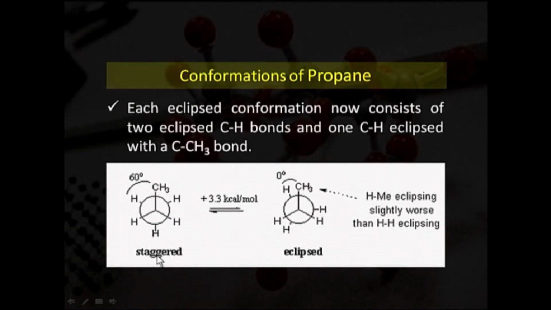Now, this is the eclipsed form in which the angle in between this CH3 and this hydrogen atom is 0. So, here hydrogen-methyl eclipsing is slightly worse than hydrogen-hydrogen eclipsing, and the energy is plus 3.3 kilocalorie per mole. Now, we will discuss the conformation of butane.